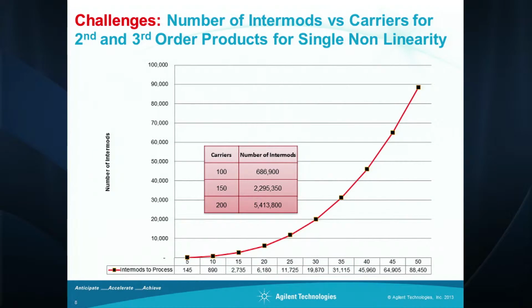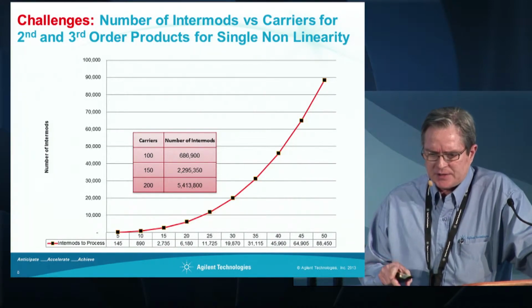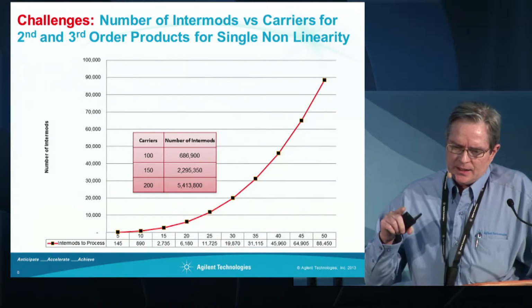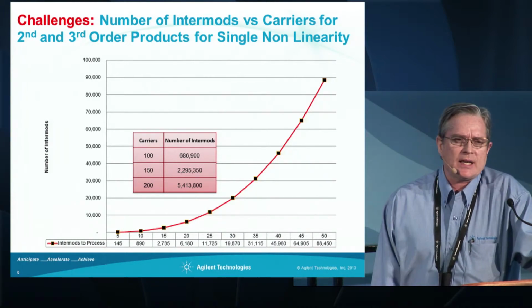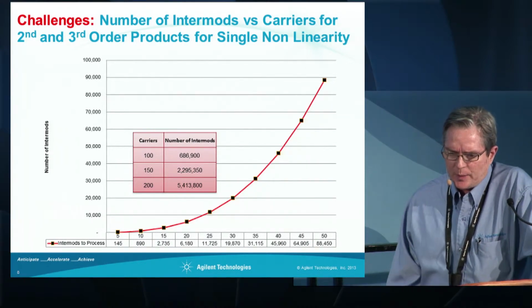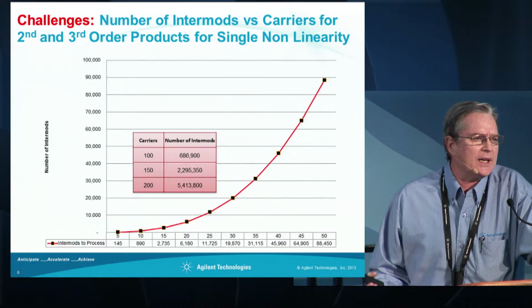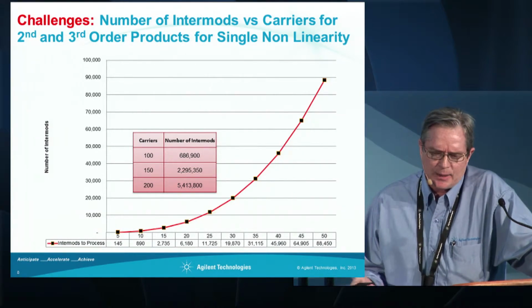Here's a simple example. This is just second and third order nonlinearities, and we have the number of carriers on the x-axis: 5, 10, 15, 20, and so forth. The box below that on the x-axis is the number of intermods it takes to simulate that number of carriers. In the red square, you see that if we were to put in 200 carriers, it would be 5 million intermods. And this is just for one nonlinearity. This is why it's been very difficult to manage for anybody, like the cable TV industry, trying to simulate a large number of carriers.